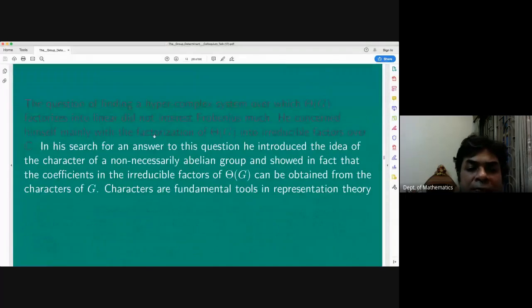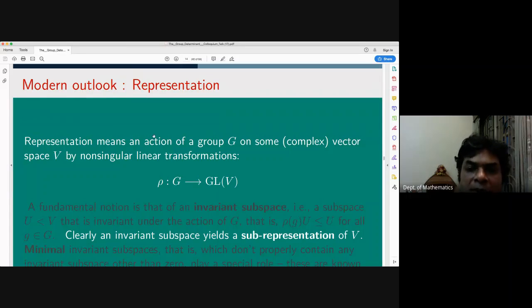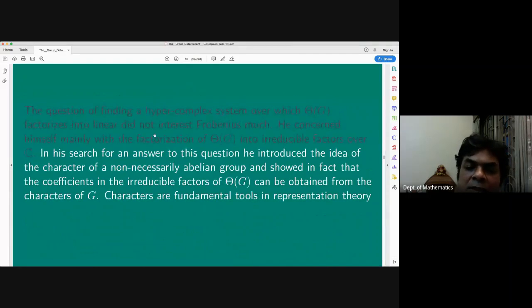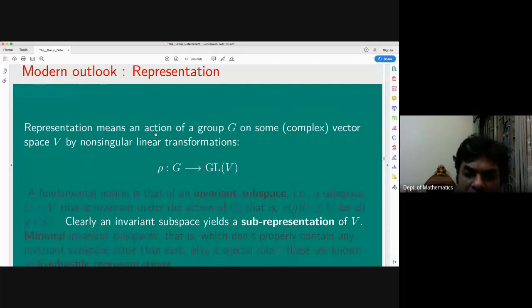Now I have left aside for the moment the methods Frobenius used. As you would expect, it was a triumph of Frobenius that he solved this problem, what Dedekind wrote to him about the factorization. He solved this problem, and the methods that he used were mainly based on matrix theory. But I want to bypass those methods for the moment, because I want to talk about representations.